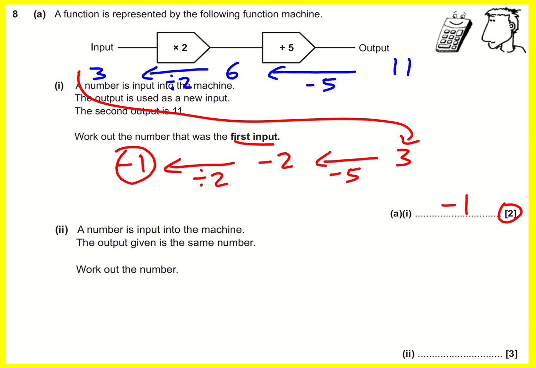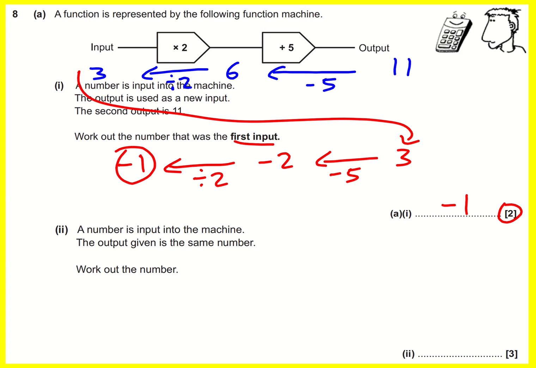Okay, part 2. A number's input into the machine, the output given is the same number. Work out the number. Well, I can see that it doesn't work for minus 1, and I can't remember what number I tried at the start, but it didn't work for that one either. What can we do? We can maybe write down a general number and see what happens.